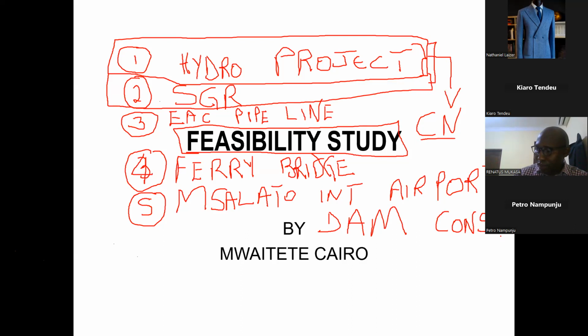Is it feasible if we do? How much profit are we going to get? How much income are we going to get? But you can also say, in terms of feasibility, is it feasible for us to establish? That's a different notion. You understand what we mean right here?